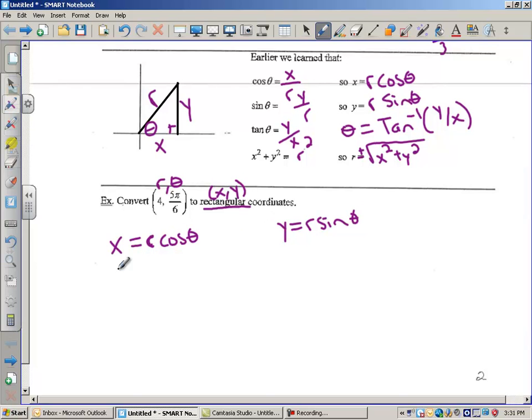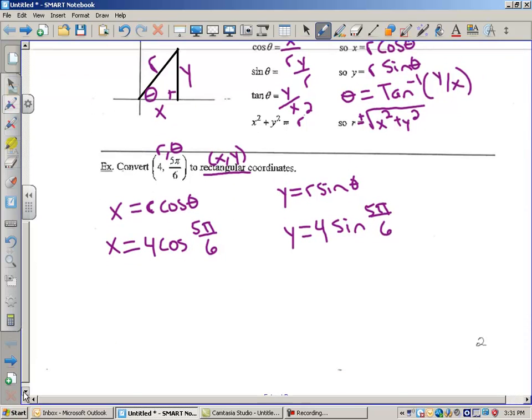So let's take a look at this. For my x-coordinate, r is 4, and I need to find the cosine of 5π/6. And then for the y-coordinate, the y is going to be 4 times the sine of 5π/6. So it looks like I need to draw this triangle so I can figure out what sine and cosine are there. So let's draw it.